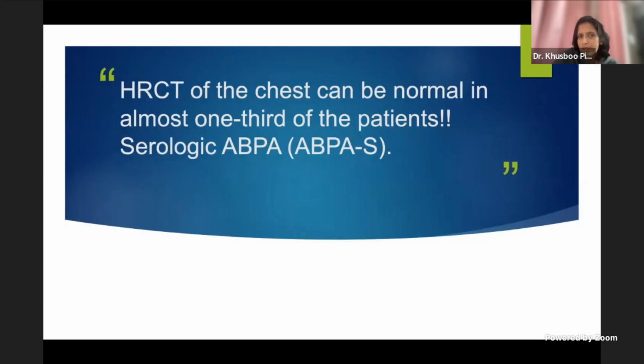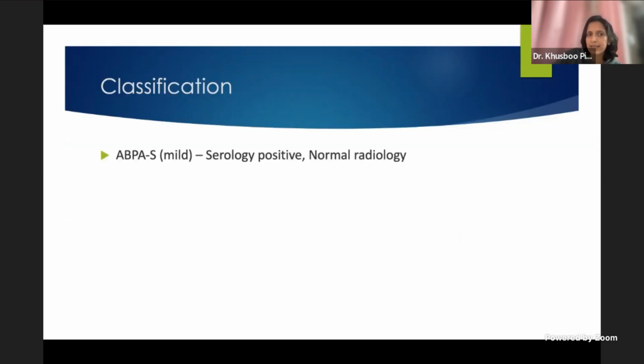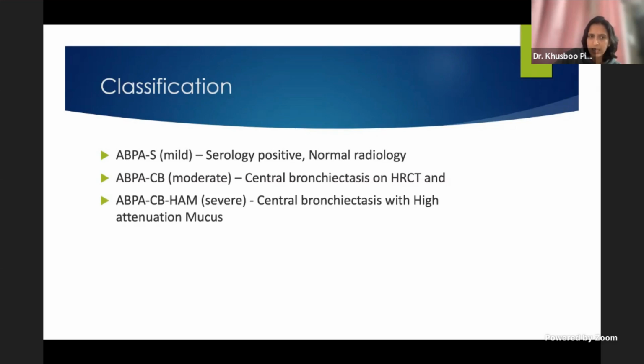The important thing which I've been stressing is that HRCT of the chest can be normal in almost one-third of the patients suffering with ABPA. These are labeled as serological ABPA, and this is one of the places where CT scan is not so much needed for diagnosis of ABPA, but more for prognosticating and staging, what kind of treatment needs to be given, how severe the disease is. On similar lines, the classification is that a mild disease is one which is serologically positive but with normal radiology. When, in a serologically positive case with a typical clinical picture, you see some CT findings suggestive of ABPA, like central bronchiectasis, it becomes ABPA-CB, or a moderate disease.